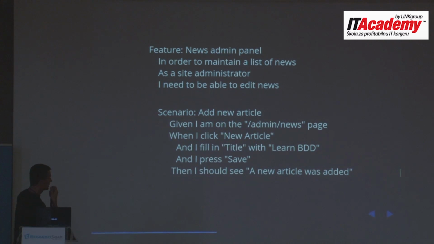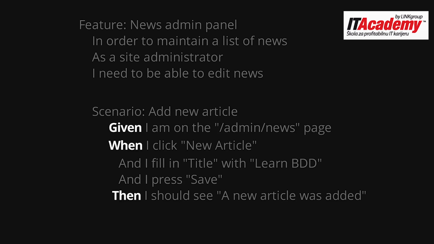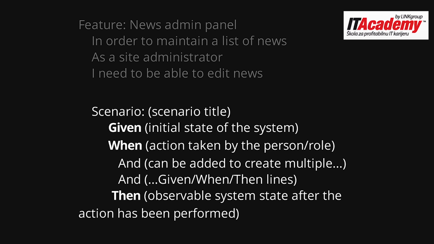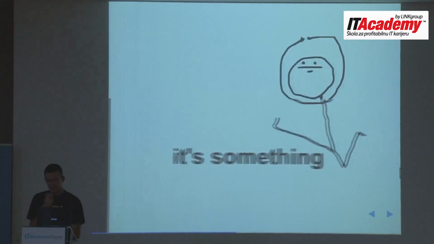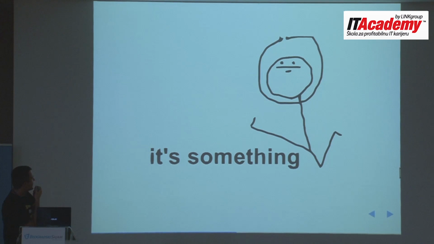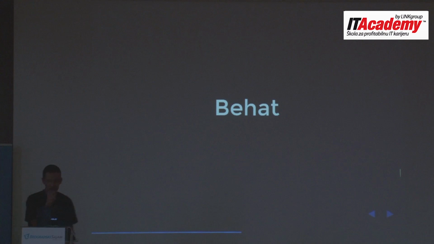And finally, I am setting the expectation with then. So I'm expecting, after pressing save, to see that a new article was added. It's usually some flash message. So this is the example of how you describe a feature in Gherkin. This is the format: given, when, and then. So we have Gherkin, a language that will help us to communicate. It's something, right?